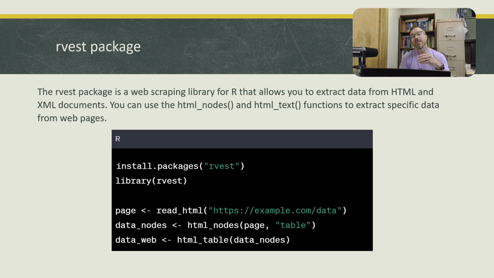Another way you could get data is you could use something like the rvest package, which allows you to do web scraping. So it's a web scraping library for R that allows you to extract data from HTML and XML documents. So we'd use the html_nodes or html_text function to extract specific data from web pages.